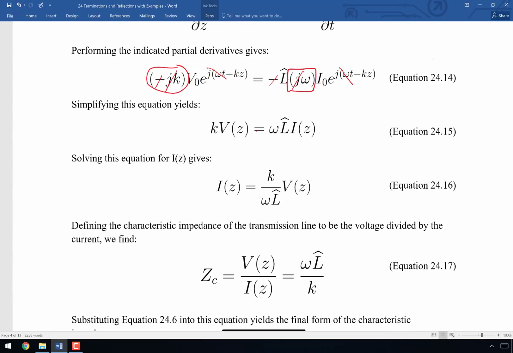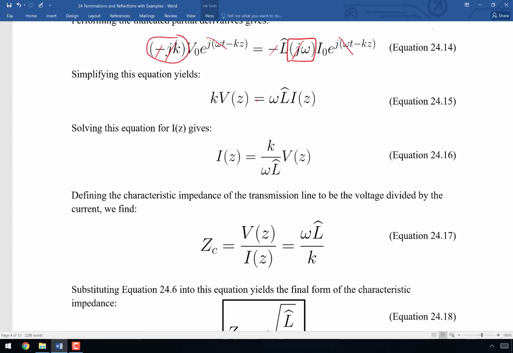And then if I were to define the characteristic impedance of the transmission line as the voltage divided by the current. When we did it in free space, it was the electric field divided by the magnetic field, but now we're going to use our friend Ohm's law to say, oh, V equals I times R, or V equals I times Z, so therefore Z equals V divided by I.